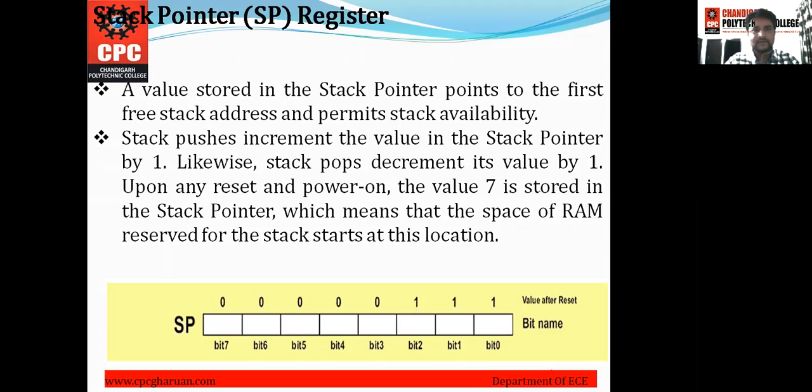Next is the stack pointer register. It is also 8-bit, from bit 0 to bit 7, as you can see in the image. A value stored in the stack pointer points to the first free stack address and permits stack availability. Stack pushes increment the value of the stack pointer by 1. Likewise, stack pops decrement its value by the same number 1. Upon any reset and power on, the value 7 is stored in the stack pointer, which means that the space of the RAM reserved for the stack starts at this location. As you can see in the previous slide where we discussed the register bank, from bank 1, the stack pointer starts.